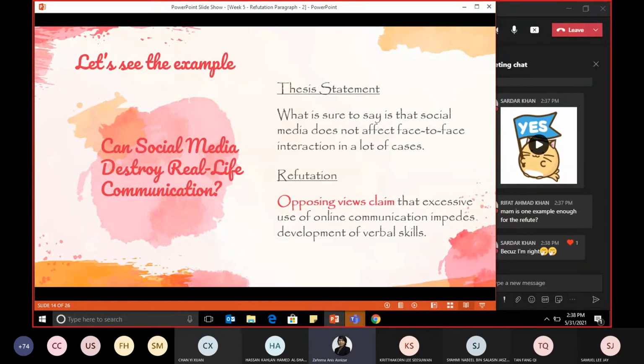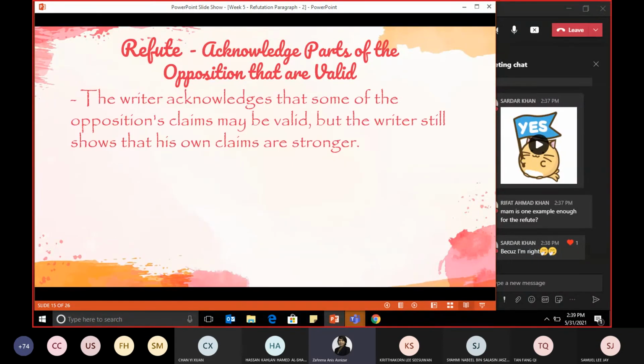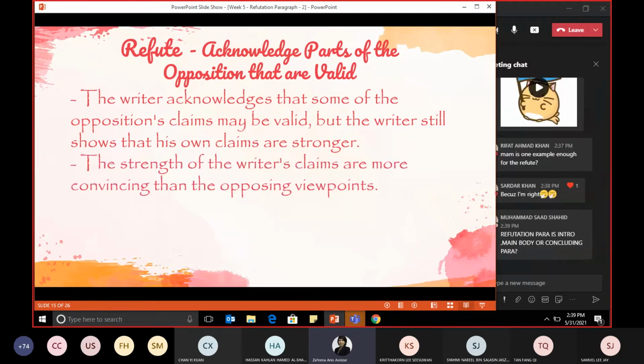And then how do you refute? How do you acknowledge parts of the opposition that are valid? Now you also have to state why it makes sense that the opposing views are actually correct. Sometimes, not all the time, they are right. So the writer acknowledges that some of the opposition's claims may be valid.